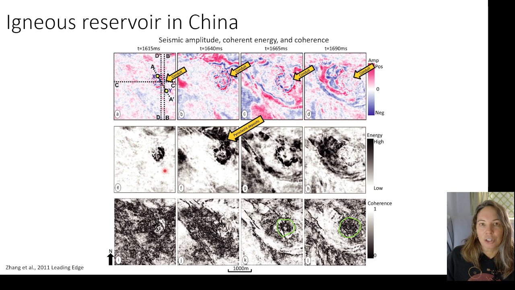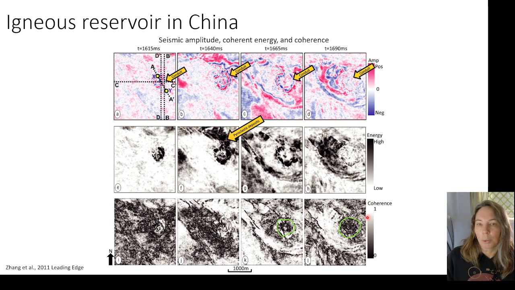They're looking at the energy. So energy is a way to measure the strength of the amplitude. It's another seismic attribute. In this case, they're marking the conduit, and then they're seeing some higher energy features off to the side that they're interpreting as pyroclastic deposits.